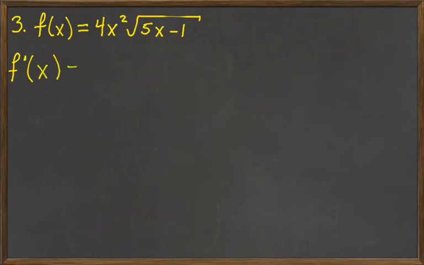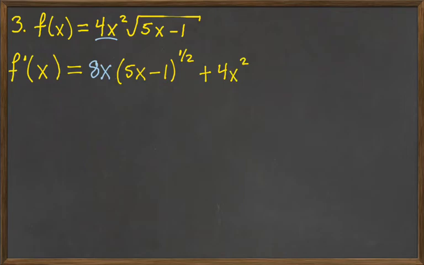So the derivative of the first function, 4x squared, will be 8x. Leave the second function alone, and we're going to write it more user-friendly as 5x minus 1 to the 1/2 power. So there's the first part, and then plus that first function, 4x squared. Then we're going to take the derivative of the square root of 5x minus 1.